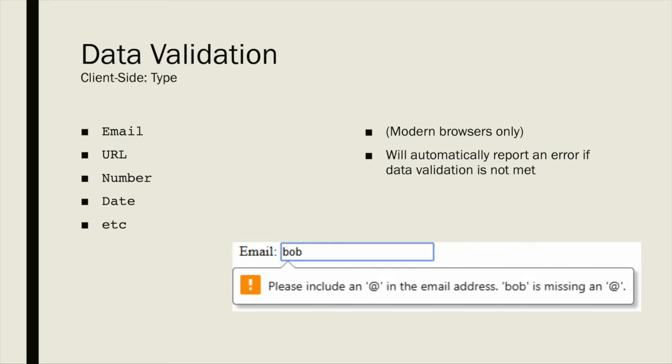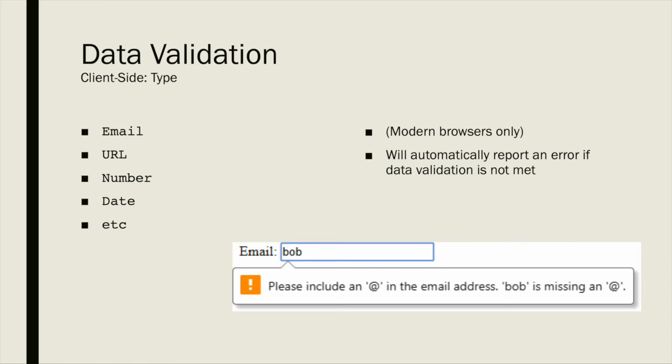If you recall from previous lectures, the input types of email, URL, number, date, and other items automatically have something built in for modern browsers only that will check and report an error if data validation is not met. For example, in this email field, there is no @ sign, so the form will not allow the information to be submitted until there is an @ sign in the email address. In this example, Bob is not a valid email address. It does need the @ sign.